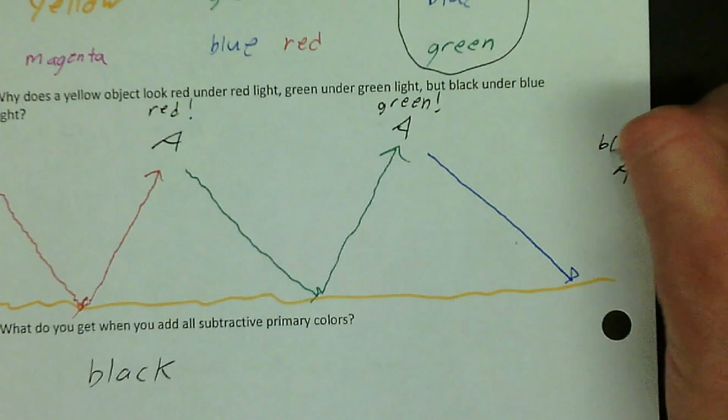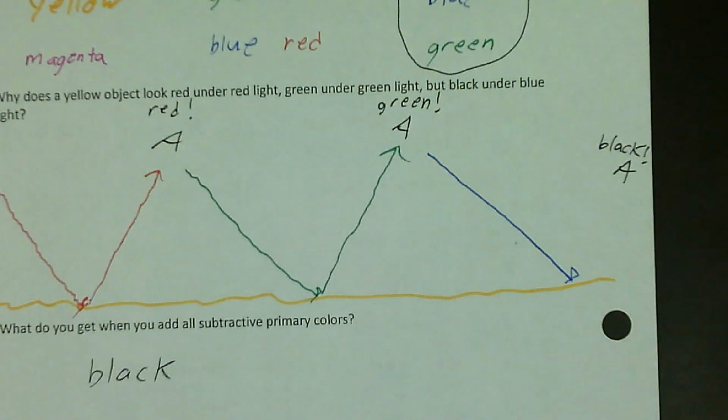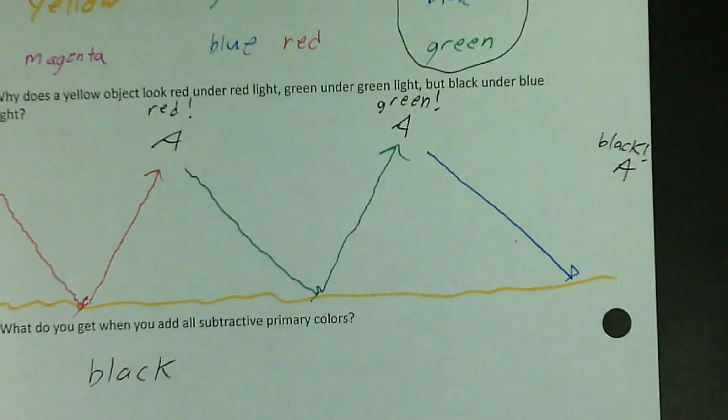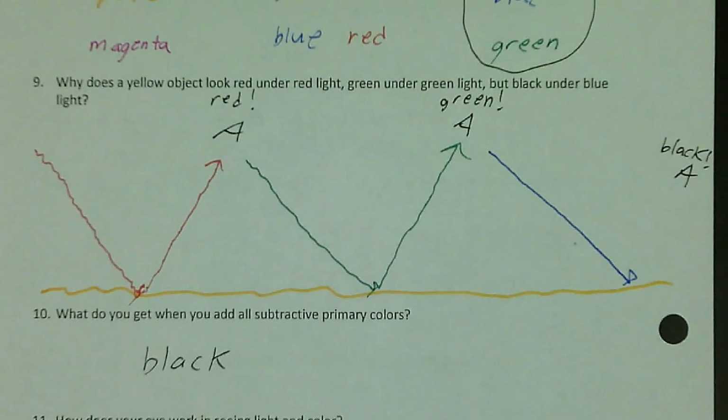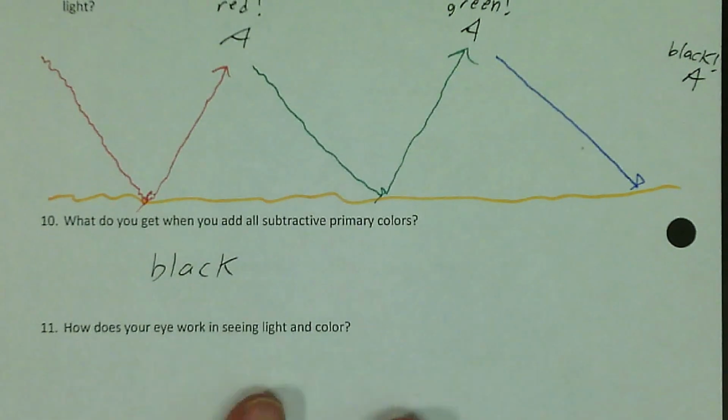Remember, black is all light absorbed. If the only light is blue and you absorb it, then the color you see is going to be black. So white and black are a little bit different. All the rest of the colors are based off of frequency. White and black are based off of what colors are reflected or absorbed. Okay. We'll do the eye next time.